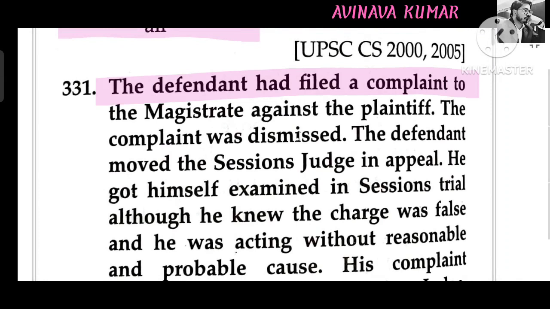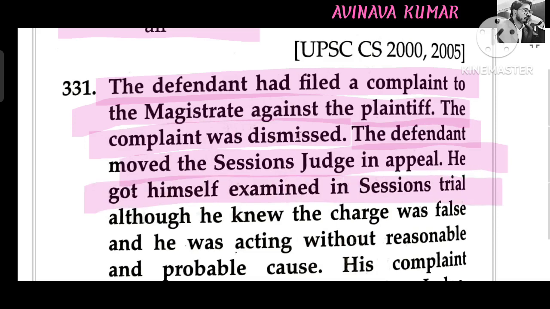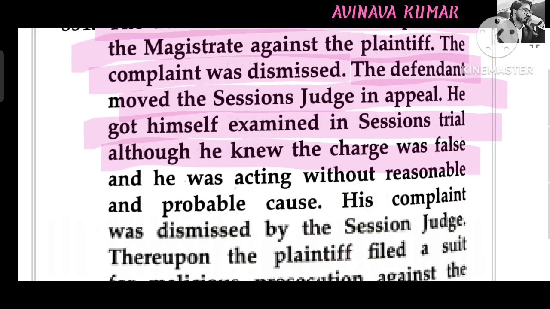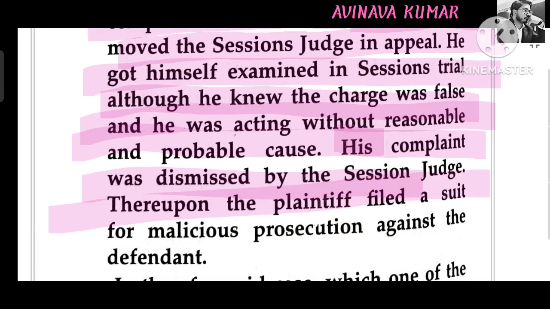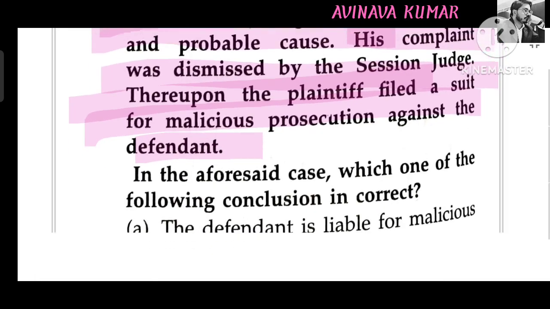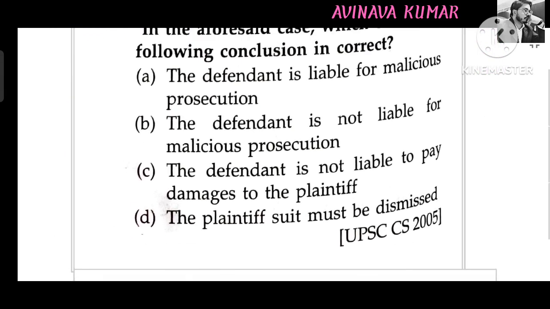The defendant filed a complaint to the magistrate against the plaintiff. The complaint was dismissed. The defendant moved to the sessions judge in appeal. He got himself examined in the sessions trial, although he knew that the charge was false and he was acting without reasonable and probable cause. His complaint was dismissed by the sessions judge. Thereupon, the plaintiff filed a suit of malicious prosecution against the defendant. The defendant is liable for malicious prosecution.